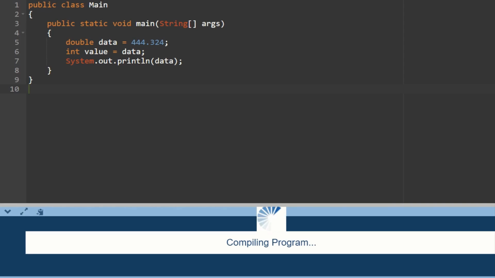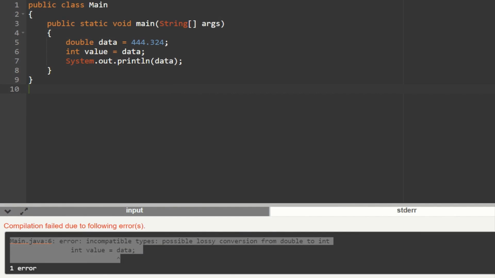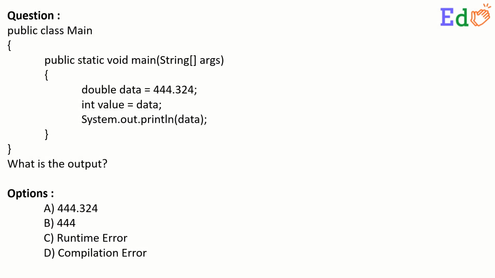compiling the program, and it should give us an error, a compilation error. So yes, it is giving us incompatible types, lossy conversion, compilation error. Hence our option, that is D, compilation error, is the correct answer.